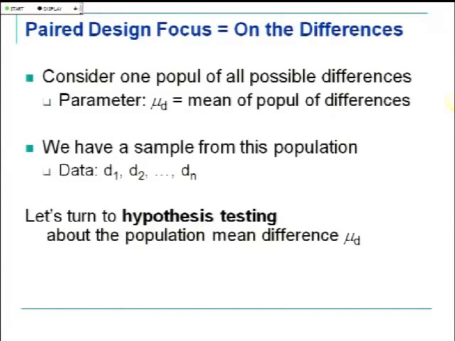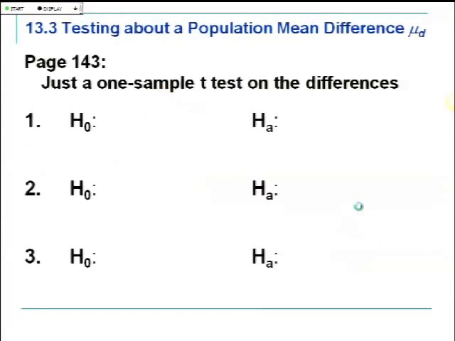All right, and our last example to go through today is on the testing side. Same scenario. Page 143. You know how to write out those H naughts and HAs. Two pages left. We're turning to hypothesis testing for this parameter.